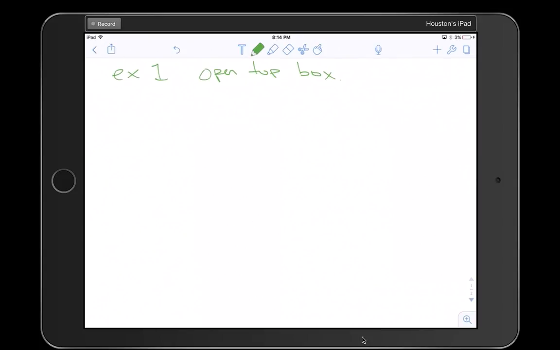If you imagine a sheet of paper, we're going to fold up all four sides and cut out the corners to make a box. And that box is going to be an open top. It's not going to have a lid. So our first example is going to be a piece of cardboard that is 12 inches by 12 inches.